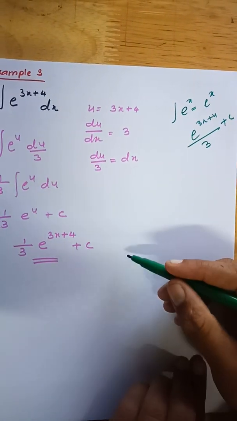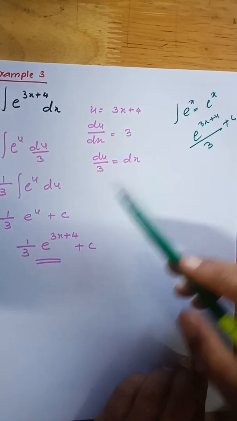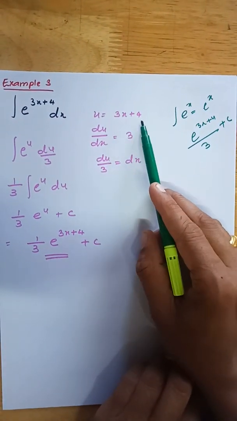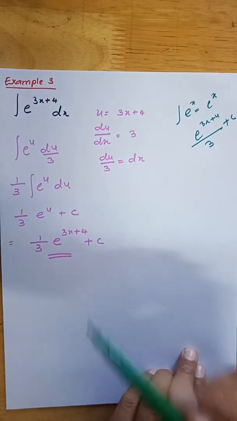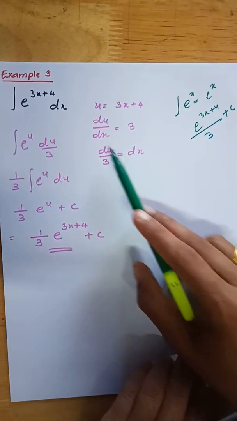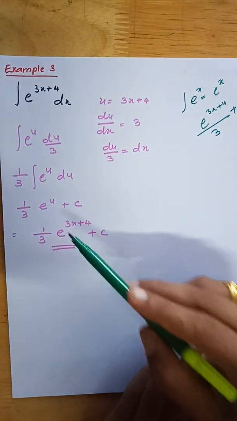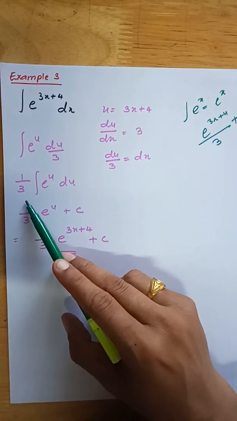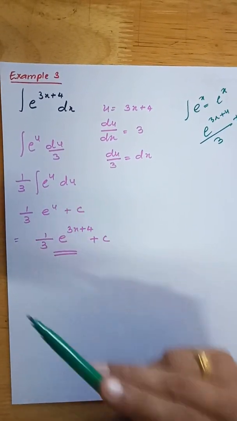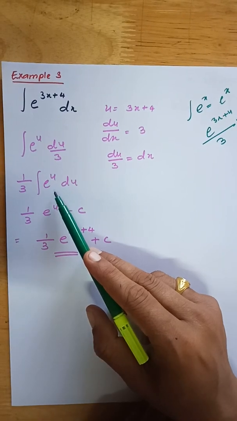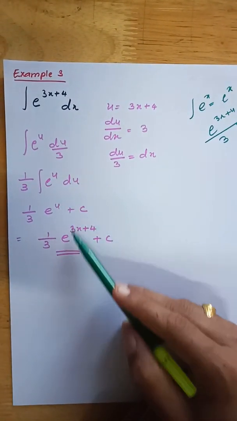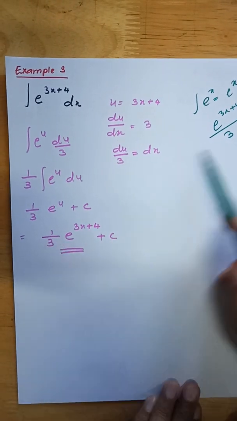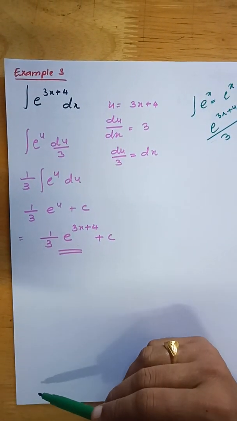Now let's see whether we can solve it using integration by substitution or not. Take the power as u, 3x plus 4, and differentiate it. On differentiation you are getting 3. Find dx: du divided by 3 equals dx. Replace this: e to the power u, du divided by 3. 1 by 3 is a constant, e to the power u du. Integration of e to the power u is e to the power u only, plus c. Now replace u with 3x plus 4, times 1 by 3. We are getting the same answer here.